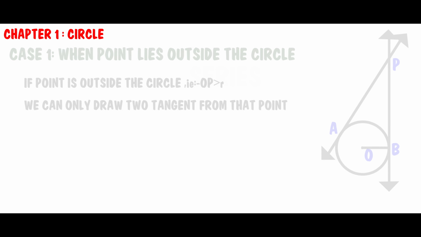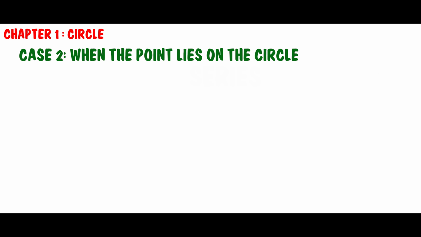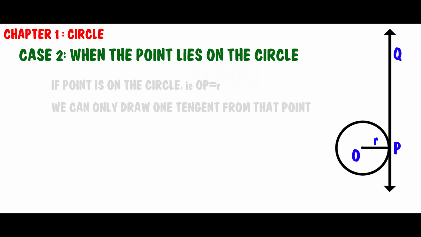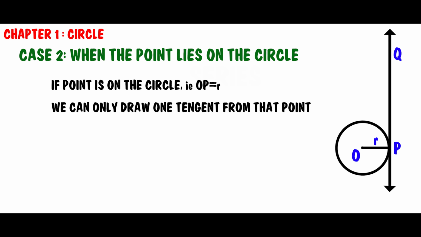Now case number 2, when the point lies on the circle, so OP is equal to the radius of the circle. There is only one tangent at a point on the circle. As you can see in the diagram, there is only one line that can pass through the point P with one point of contact, like the line PQ. There is no other line you can pass through P that touches the circle at one point.